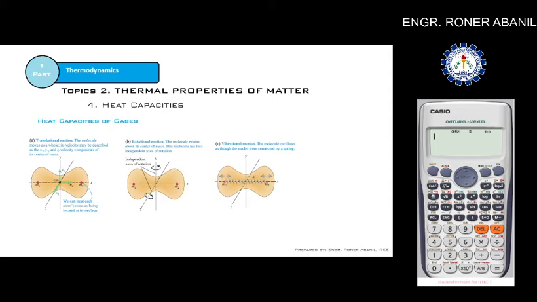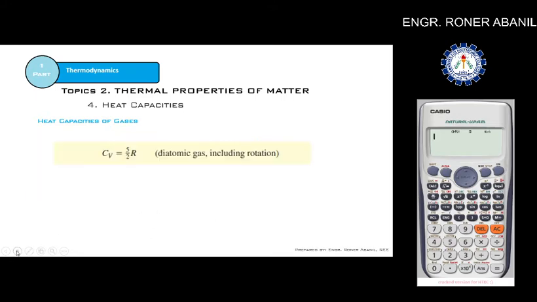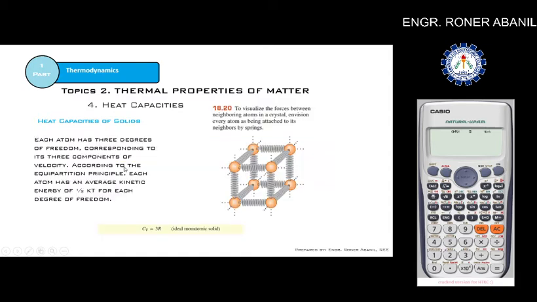So, this comparison, no? Ito pala guys yung tinatawag nating motion of diatomic molecule. So, meron tayong translational motion, meron tayong rotational and vibrational. Okay? So, ito naman yung formula natin ng diatomic gas including rotation. Ayan. So, imbis na 3 over 2, magiging 5 over 2 siya. Ayan. Pakitake note na lang yan. Okay?